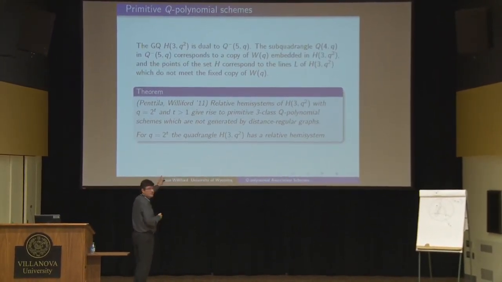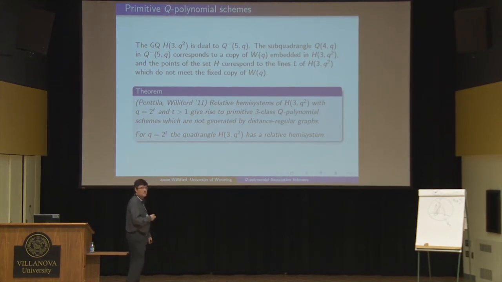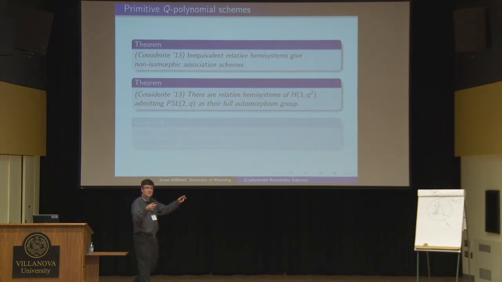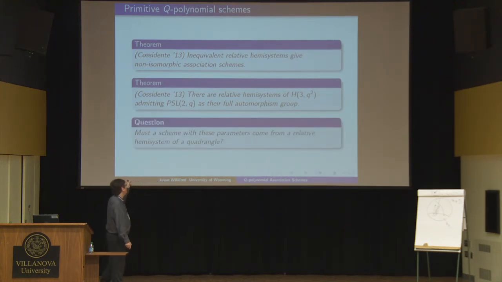Now, these are relatively pretty objects still. They're still vertex transitive. But Casadente went and proved a couple of theorems. First of all, he determined that if these are inequivalent, then also you get inequivalent association schemes. But also found uglier objects. So he was able to shrink the automorphism group, do some switching, and show there's actually a lot more relative hemisystems than the special ones that we found. And so there's a lot of examples with these parameters. Though it's still open in general, it might not be that bad of a problem if any scheme with these parameters must come from one of these relative hemisystems.